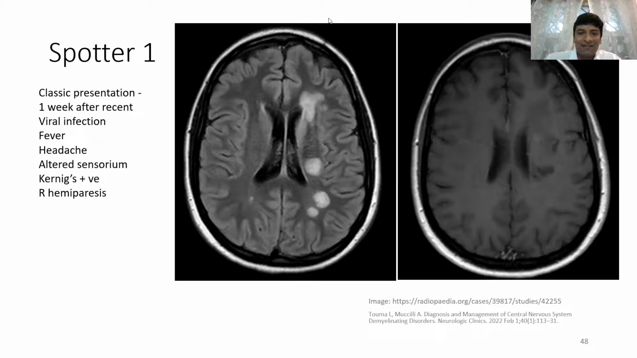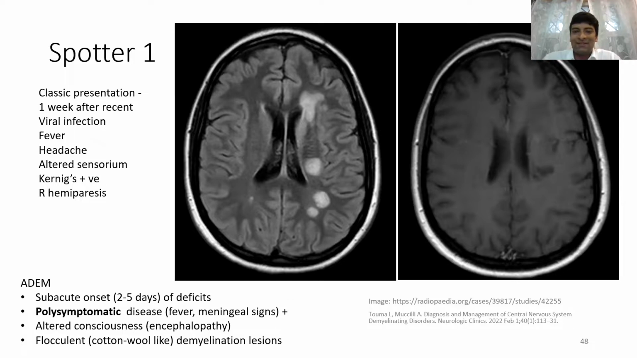So asymmetric, fluffy lesions. That's right. So they're called flocculent or like cotton wool. Flocculent means like cloud-like. Okay, so I think the pediatric neurologists may see a lot more of this than we do. So generally, these are polysymptomatic diseases. Polysymptomatic meaning they're not just white matter. You see the patient has meningeal signs, headache, fever. So this kind of presentation is more suggestive of an ADEM. Okay, and altered consciousness is one of the key features in these disorders. All right, so this is classic ADEM.